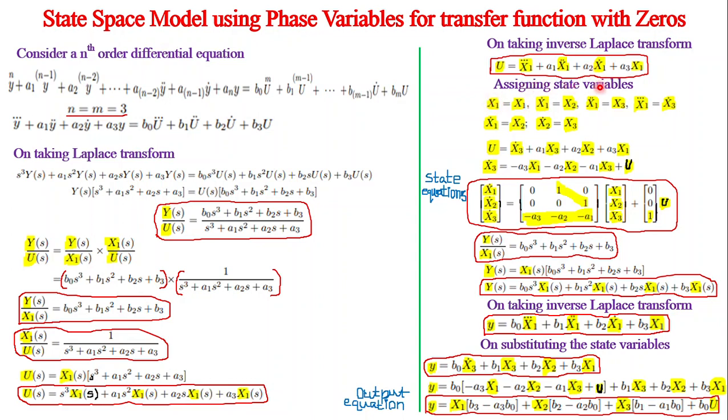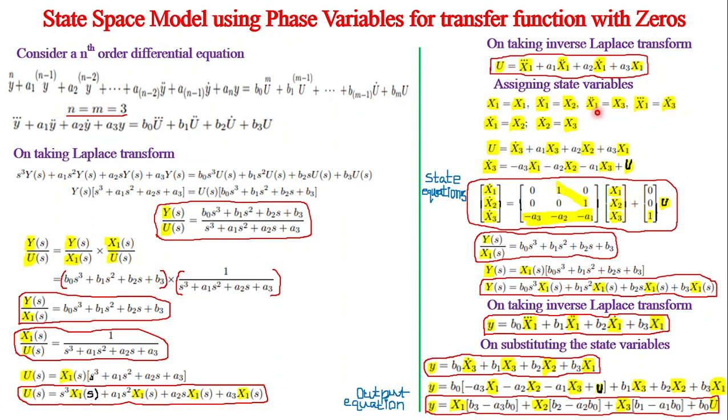How to assign state variables? In the same manner, but here we are not taking the output as the state variable. We take x1 itself as a state variable, x1 dot is x2, x1 double dot is x3, x1 triple dot is x3 dot.